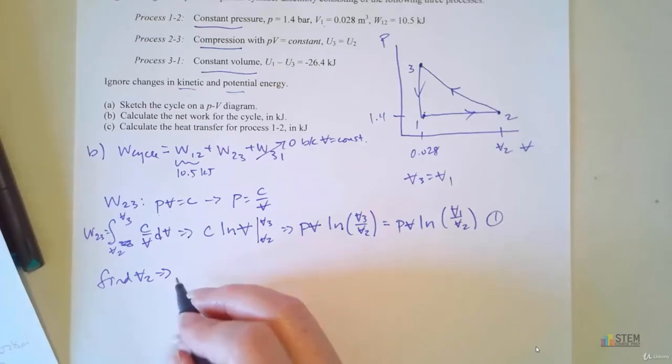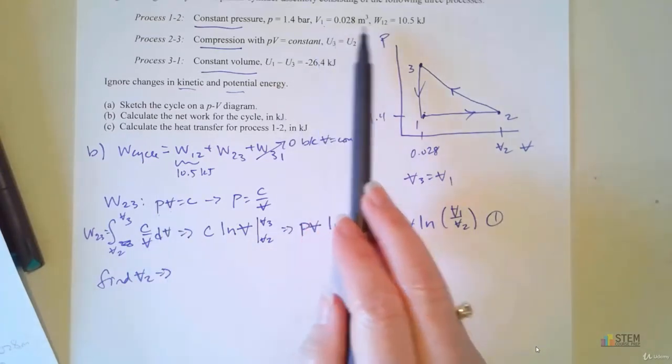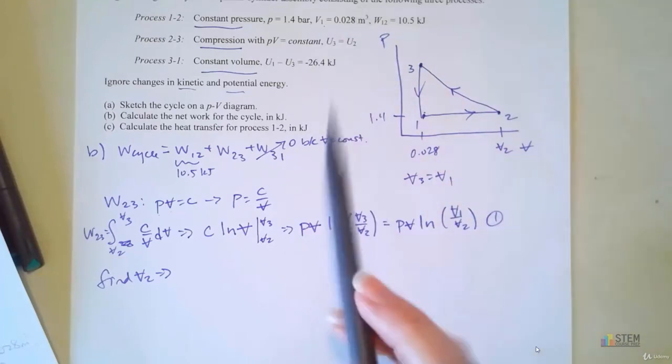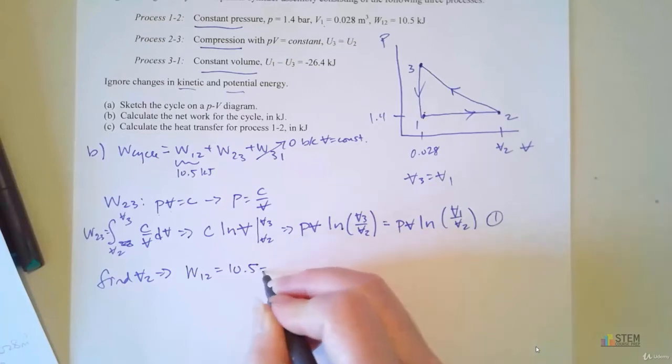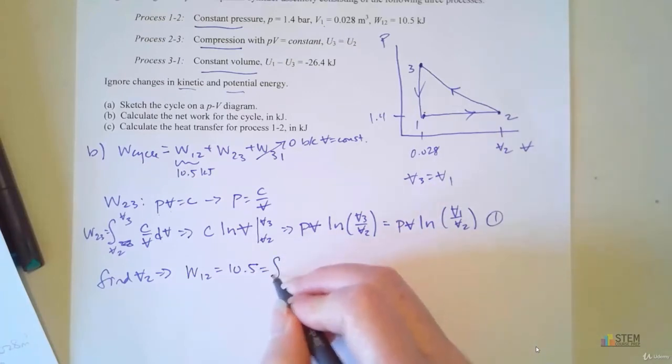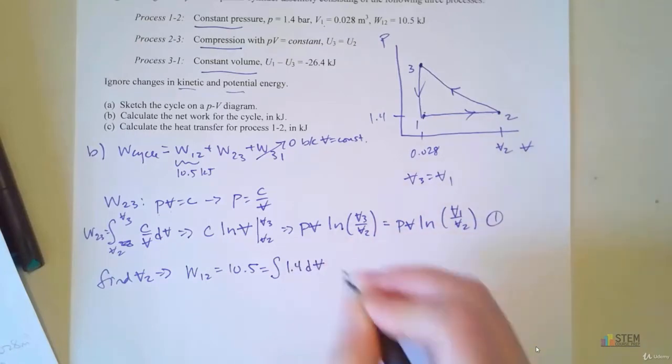For V2, we're going to look at process 1, 2, and let's look at this work. Work was given to us. So we know work is 10.5, and that's got to equal the integral of the pressure, which was 1.4, times the change in the volume.